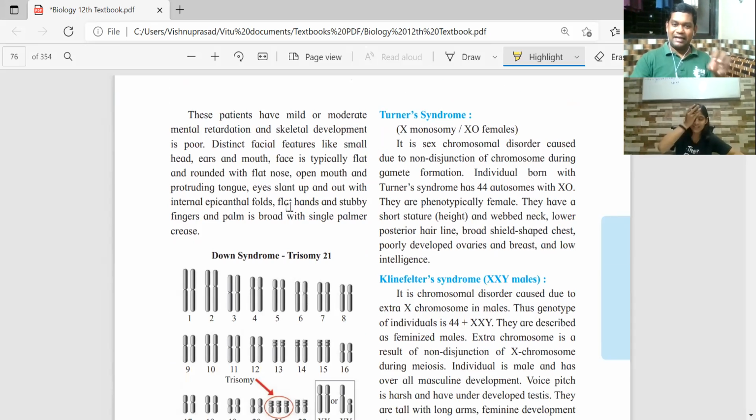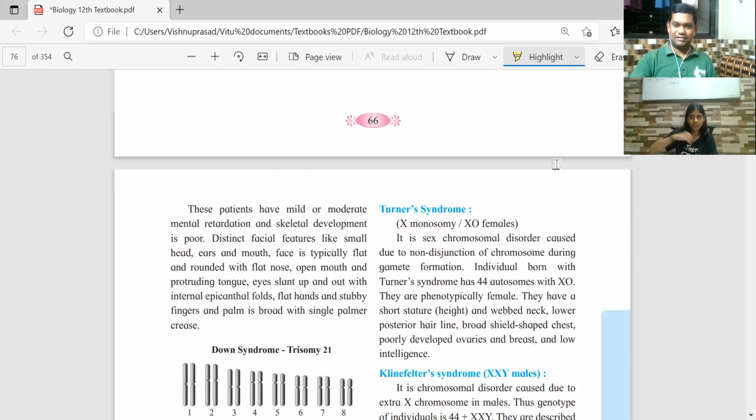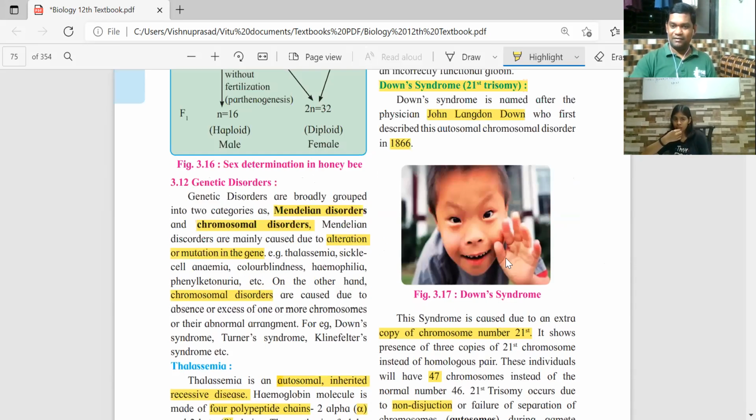Hands are flat, stubby, with tiny fingers. The palm is a broad one. And the crease in that palm is just a single one, a single palm crease. Look at their hands. One single palm crease.